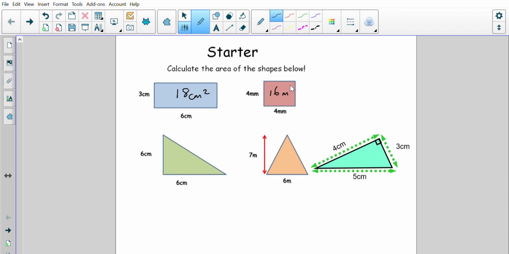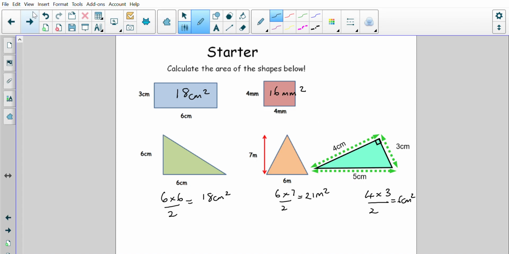You should make sure that you've got units for your answers. Remember, with a triangle, we mustn't forget to halve it. And the last one, remember, it's the two lengths at right angles that we need to multiply together. That gives us 6 centimetres squared.